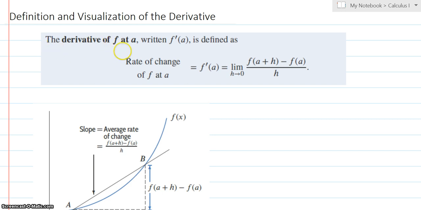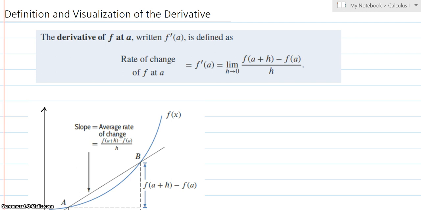The derivative of f at a point A, written f prime of A, is defined as the rate of change of f at A. By the way, this is instantaneous rate of change. When they don't say the word instantaneous, they do not mean average, they mean instantaneous. And it's defined as the limit as h goes to 0 of f of A plus h minus f of A all over h.